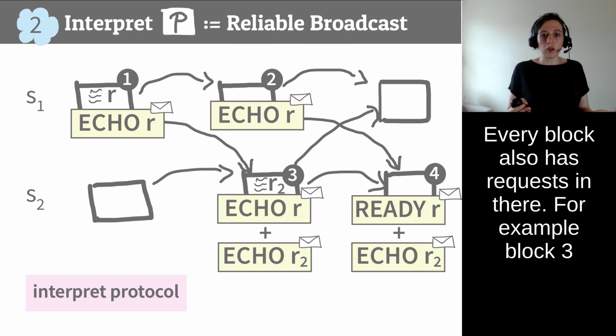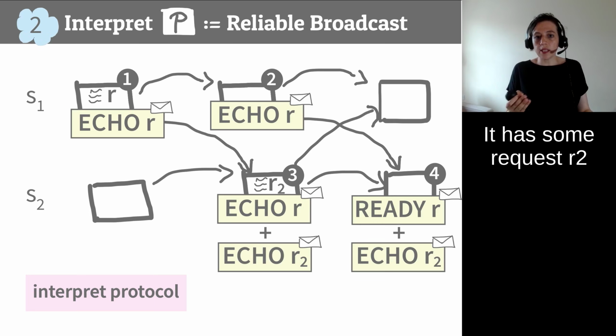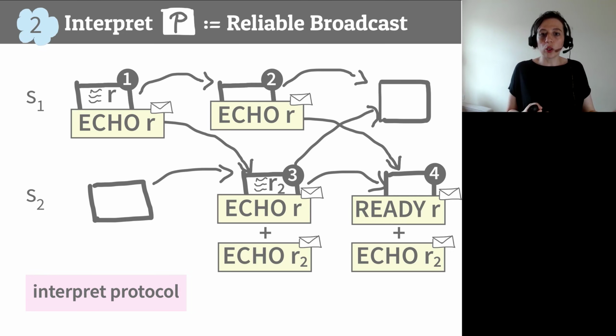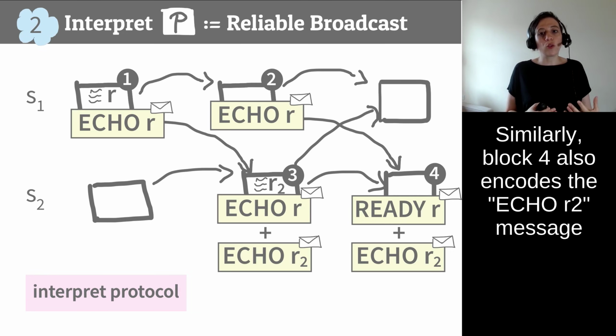Every other block also has requests in there. For example, block 3. It has some request R2. So the block 3 encodes not only the echo R message but also echo R2. Similarly, block 4 also encodes the echo R2 message.